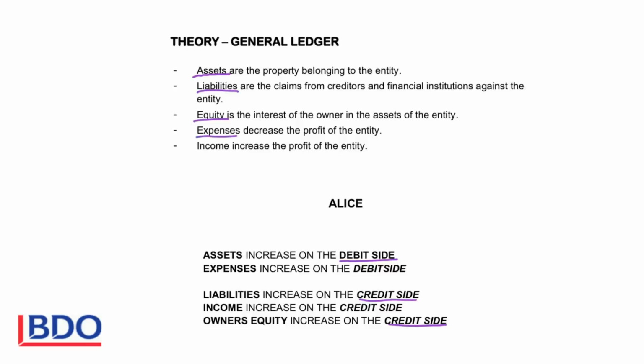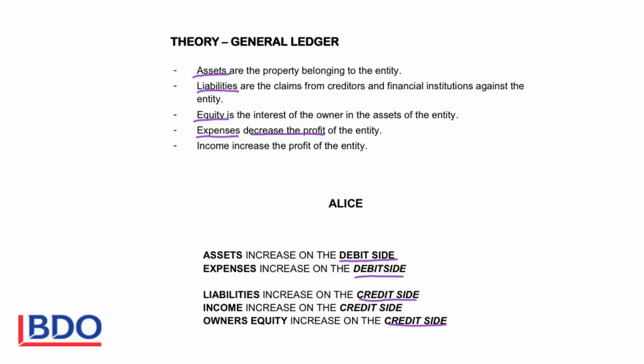Expenses decrease the profit of the entity. The purpose of the business is to make a profit. When income is received, the profit increases, and when expenses are paid, the profit of the business will decrease. Expenses always increase on the debit side, and expenses will always have a debit balance.